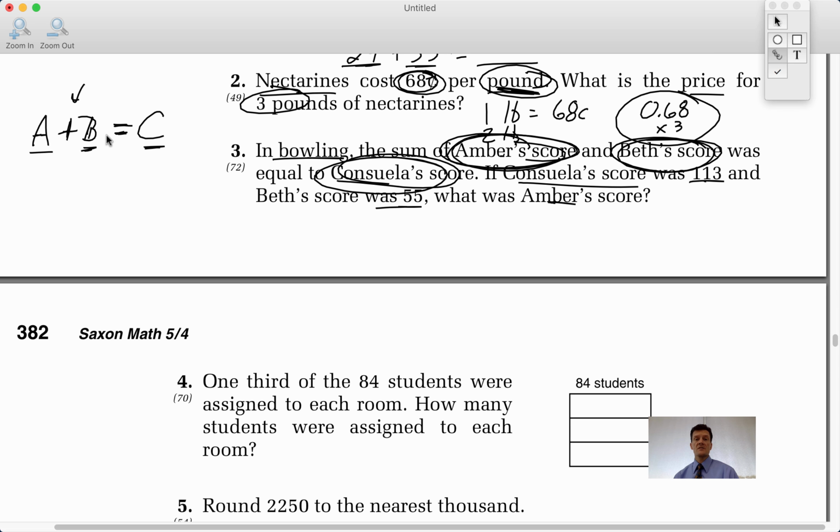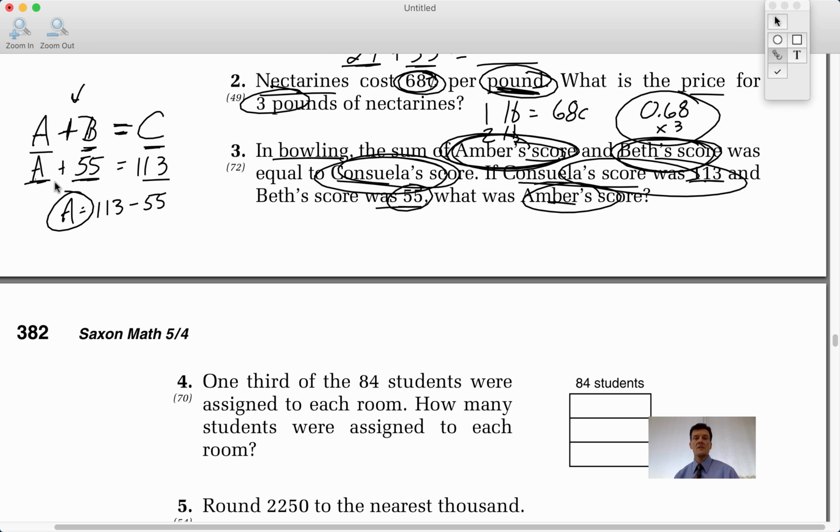I don't know all of these letters, but they give me Consuela's score, so this number is 113. Beth's score is 55, so the B, really, I could put 55 there. And then the A for Amber, we don't know that, so I'm just going to leave it as A. So remember, every equation is asking you a question. What, that's A, plus 55 will equal 113. Well, another way to do that is you take 113 and subtract 55, that will give you that A value.